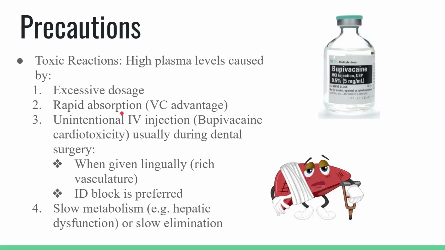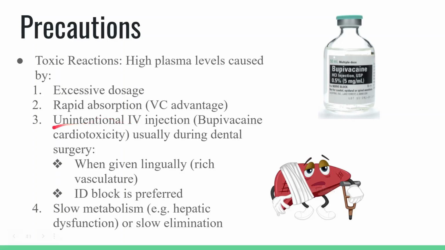Secondly, we have rapid absorption. Rapid absorption can sometimes happen with certain local anesthetics if they are rapidly absorbed, especially in a very heavily vascularized region. This will lead to a high peak level in the plasma, which will therefore lead to systemic toxicity. Here is where we can use vasoconstrictors. This is an advantage, and the vasoconstrictors will prevent this rapid absorption and therefore prevent systemic toxicity from happening.